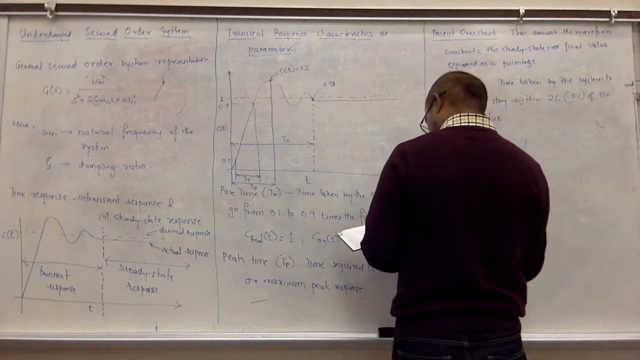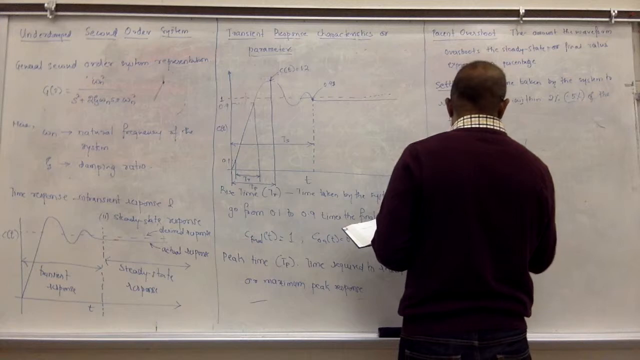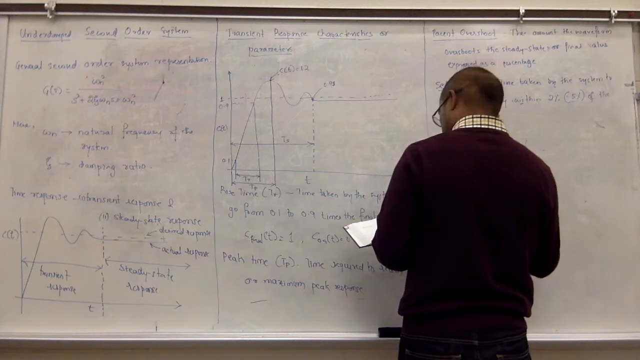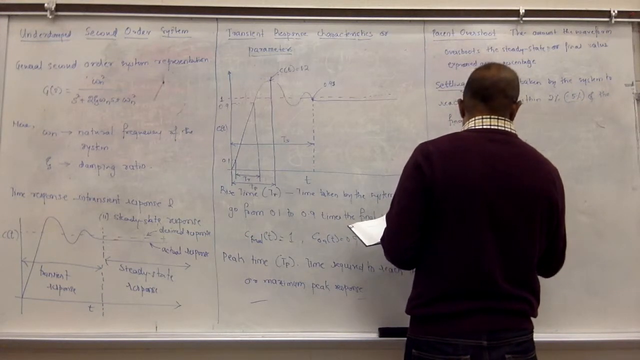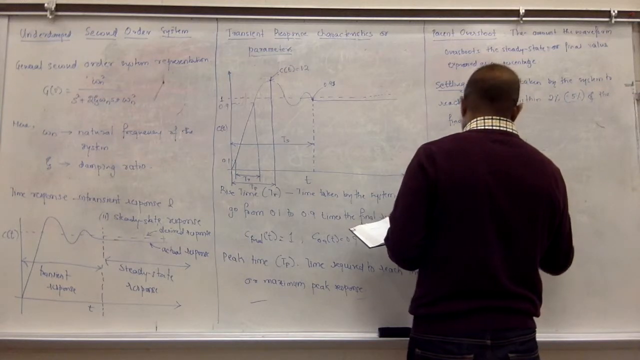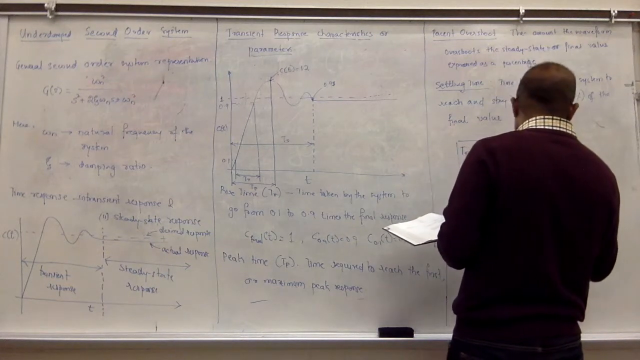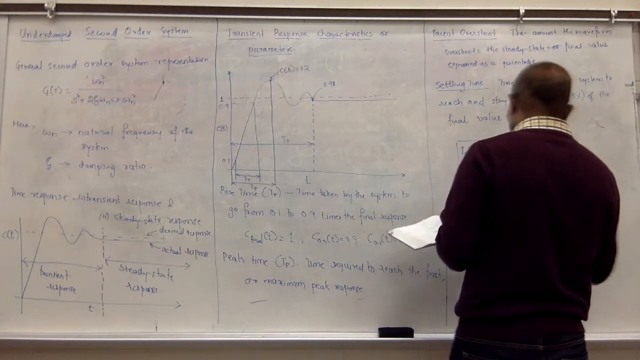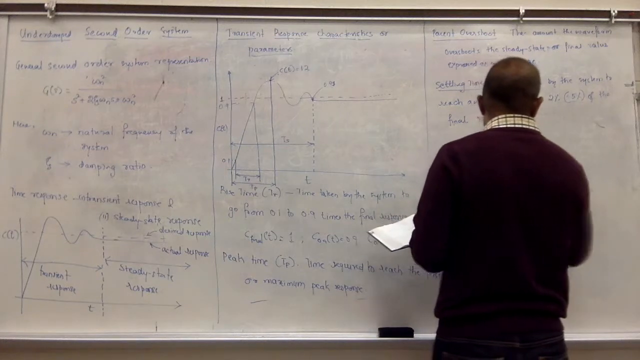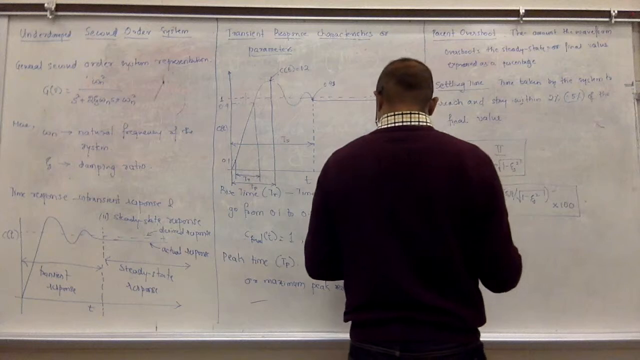Percentage overshoot is equal to e to the power of minus theta pi over root of 1 minus theta square, into 100. And you can all derive these formulas if you want.